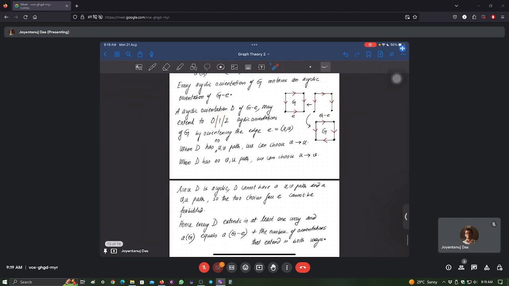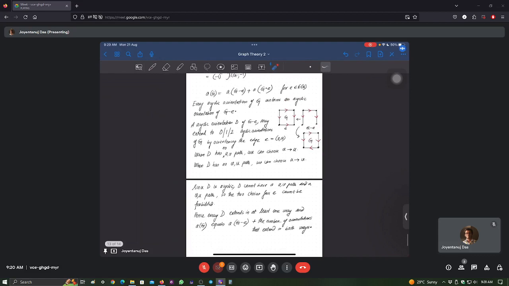That is, suppose this edge is missing, right? This is from U to V, right? So since the orientation is acyclic, both paths from U to V and V to U, that is not possible, right? So we'll choose that path. That is, if U to V is there, we'll choose V to U. If V to U is there, I will choose U to V, right? So what I show is that every D we can extend at least in one way to G, an acyclic orientation.